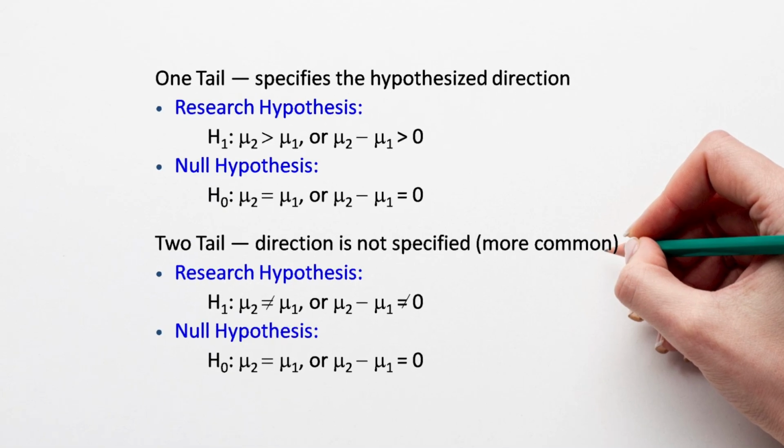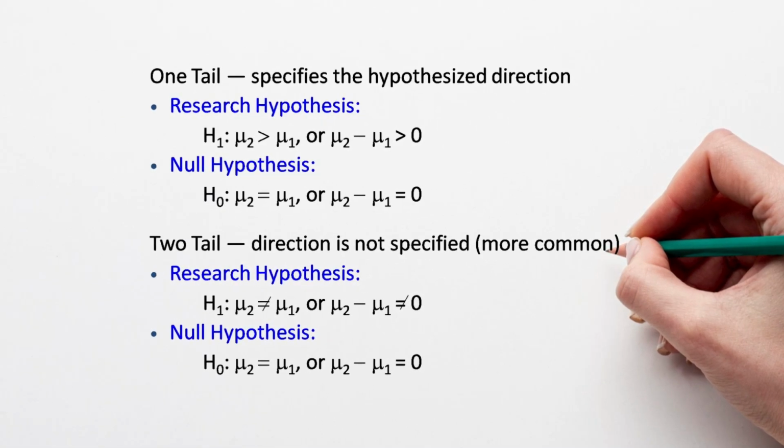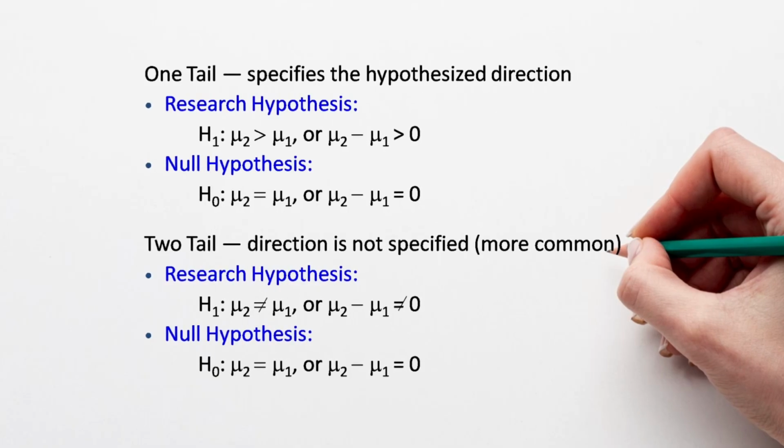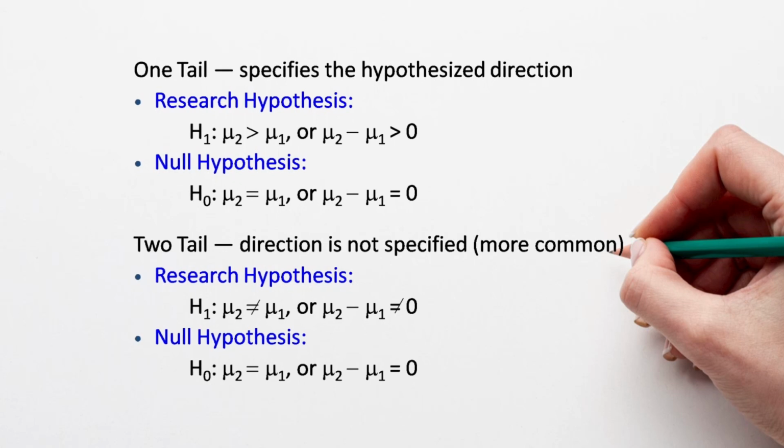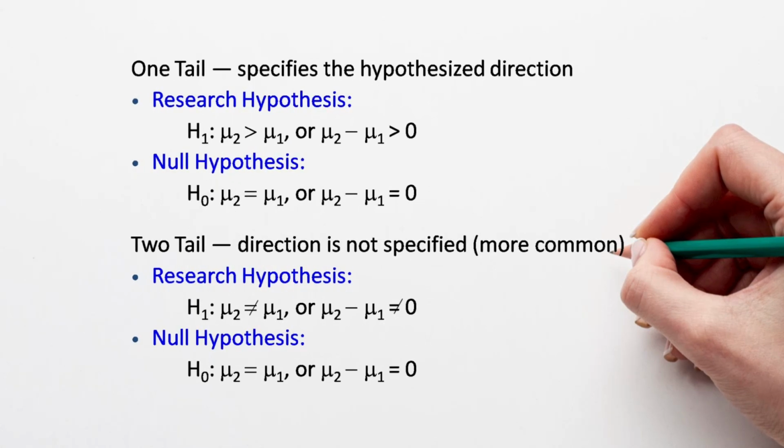So if we talk about the research and null hypothesis, one tail specifies the hypothesized direction, and the research hypothesis is denoted by H1, that is mu2 is greater than mu1, or mu2 minus mu1 is greater than 0. And the null hypothesis, which is denoted by H0, is mu2 equals mu1, or mu2 minus mu1 equals 0. This is called one tail, which specifies the hypothesized direction, and we are going to talk about the one tail test and two tail test in our coming presentation.